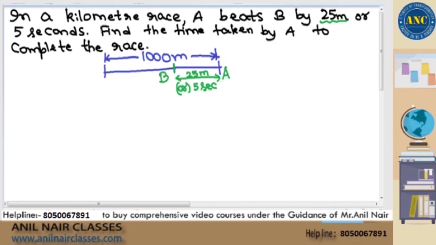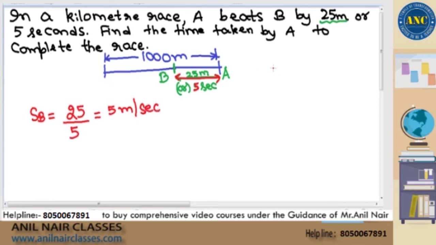That means from this, can I say that B still needs to travel for 25 meters. B should travel a distance of 25 meters. To cover the 25 meters, he will take 5 seconds. So speed of B is nothing but distance traveled by B divided by time taken by B. 25 by 5 is 5 meters per second.